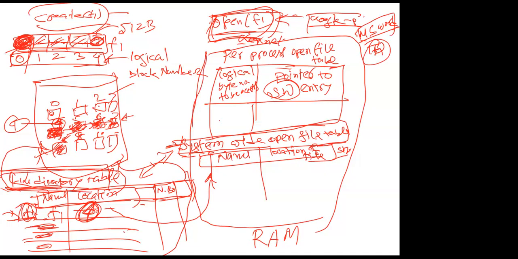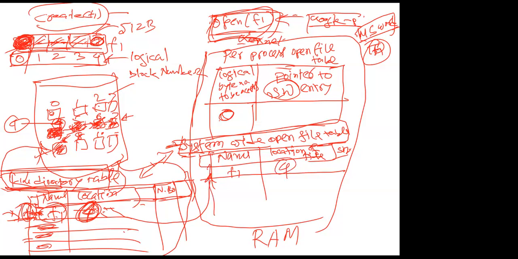Logical byte to be accessed. At first, you want to access the 0th byte. And then from this file directory table, it will search where the file F1 entry is. So it will find the file F1 entry, and F1's location is 4, so it will take this F1 and store the location in here.